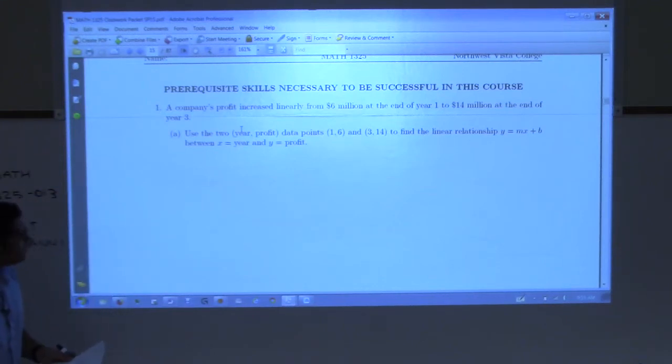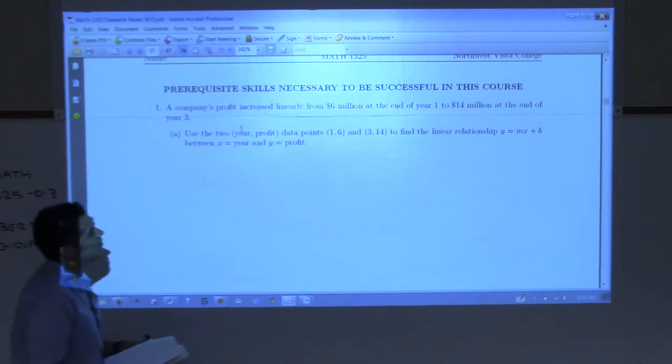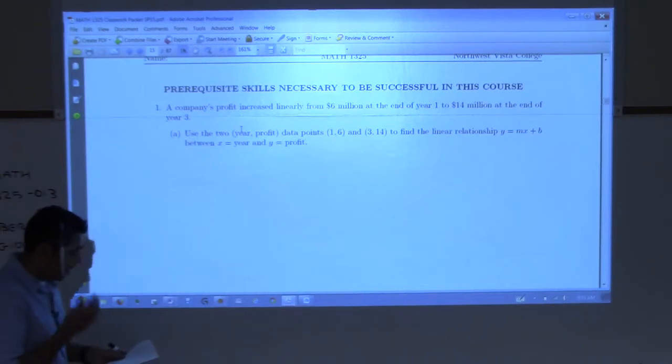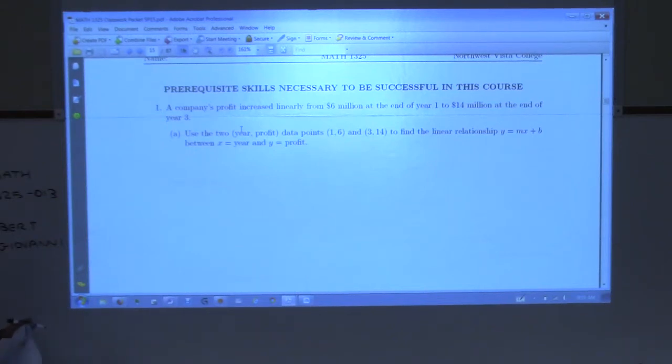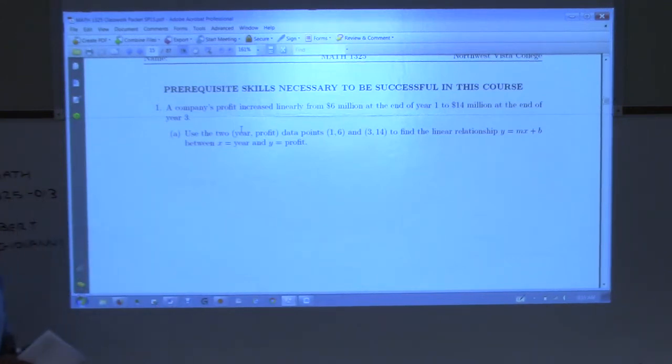All right, first one. A company's profit increased linearly from $6 million at the end of year 1 to $14 million at the end of year 3. Part A, use the two data points, (1, 6) and (3, 14), to find the linear relationship y equals mx plus b between x equals year and y equals profit. Okay.